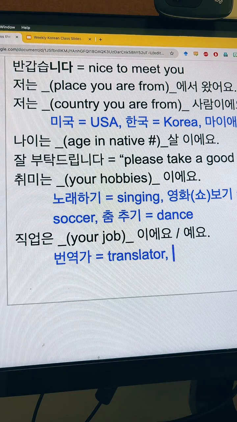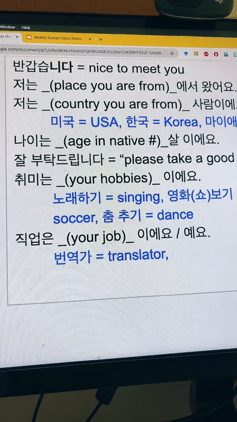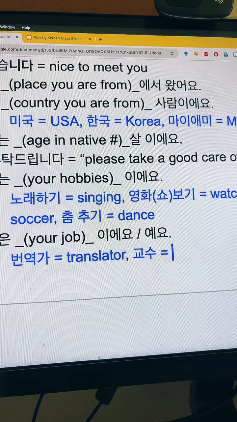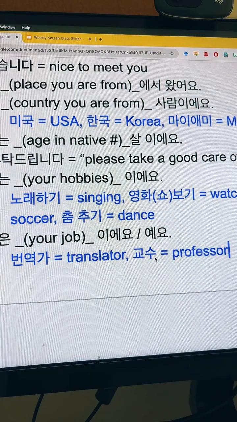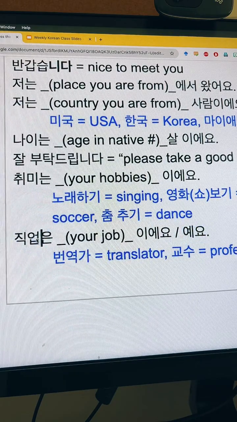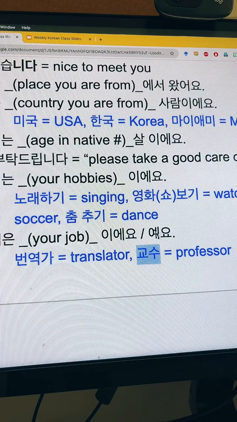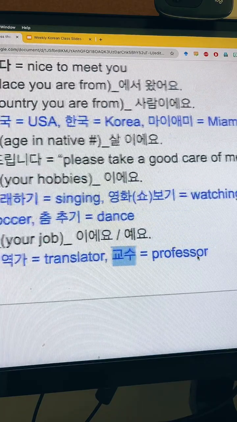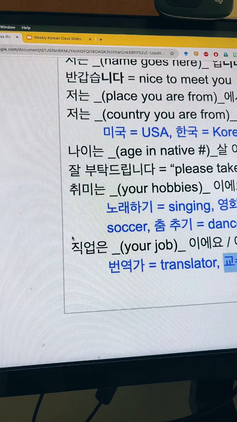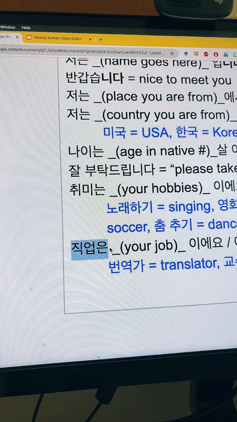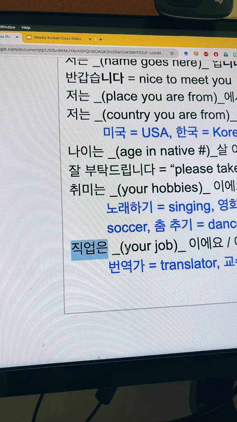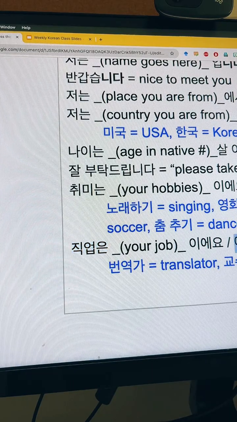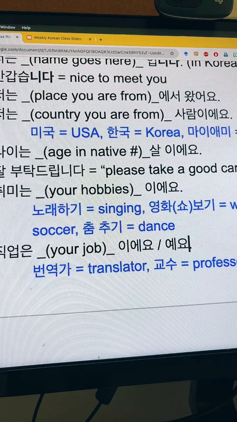We also had professor, 교수. 교수 does not have a 받침, right? So you use 예요. 직업은 교수예요. As for my job, it is professor. And going back, you do not have to say 직업은. You don't have to say my job is. If you just say I'm a professor, 교수예요. Then you'll be understood, right? 교수예요.